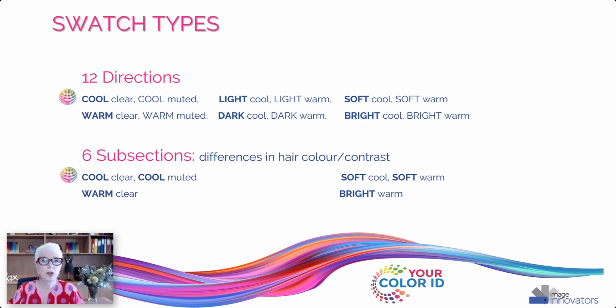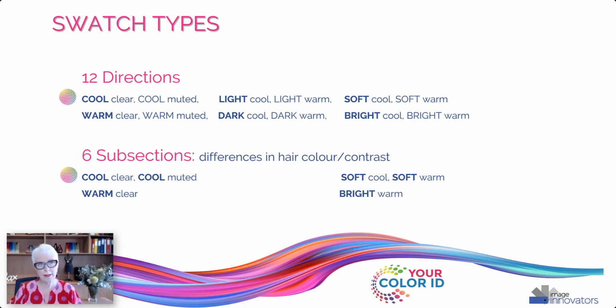So light cool would be light summer, soft cool would be soft summer, bright cool would be bright winter. If you need any help, we can give you what are all the different names for the same things. And so then after that, we have 6 subdirections.